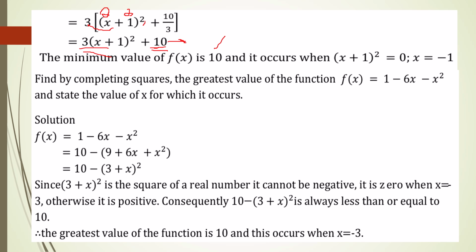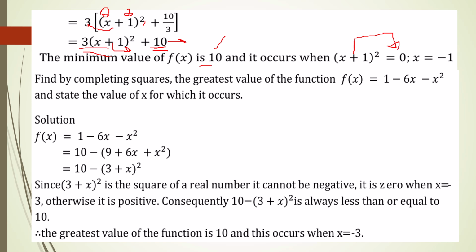So the value of x at which this occurs, you simply get your squared bracket, and then you equate it to 0, and then you make x the subject. So minimum value of f of x is 10. So the value of x at which it occurs, we get our square bracket and we equate it to 0.